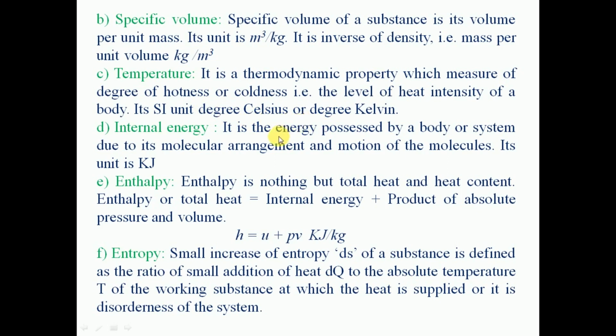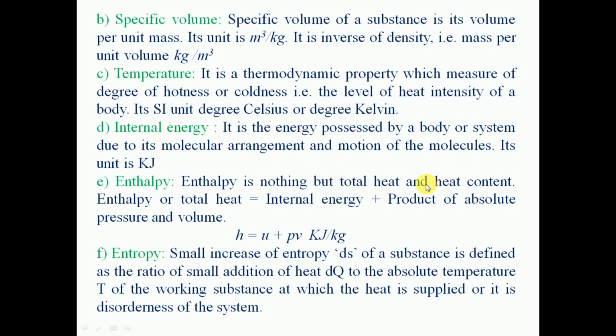Okay, the next property is internal energy. It is the energy possessed by a body or a system due to its molecular arrangement and the motion of the molecules, and its unit is kilojoule. The energy content in the system due to the movement or arrangement of the molecules is the internal energy. Enthalpy is nothing but total heat or heat content.